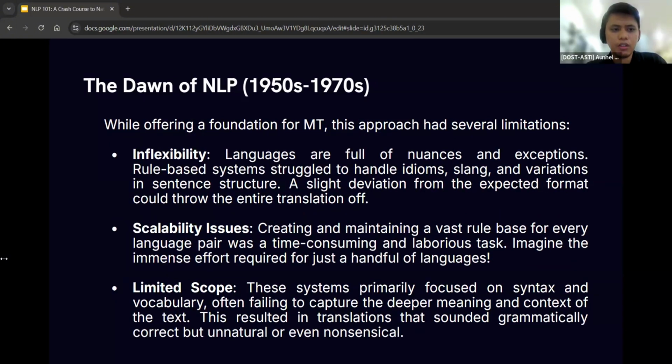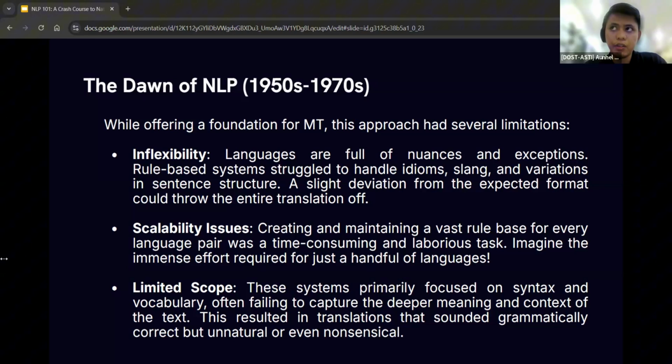Now, during that time, it was already impressive. However, there were still a lot of limitations. So, inflexibility. Like I've said, it was based on a lot of rules, and every language has its own rules. However, languages are full of nuances and exceptions. So rule-based could only do so much.